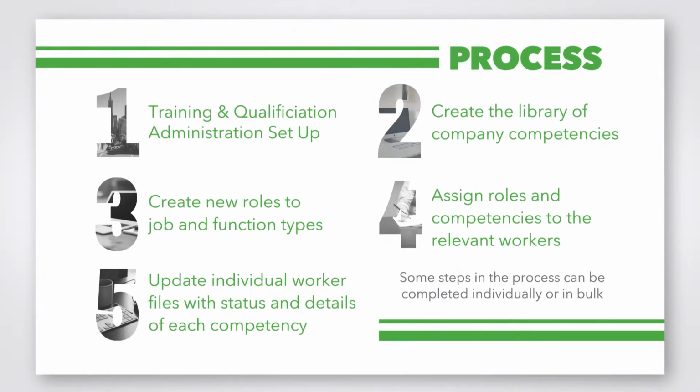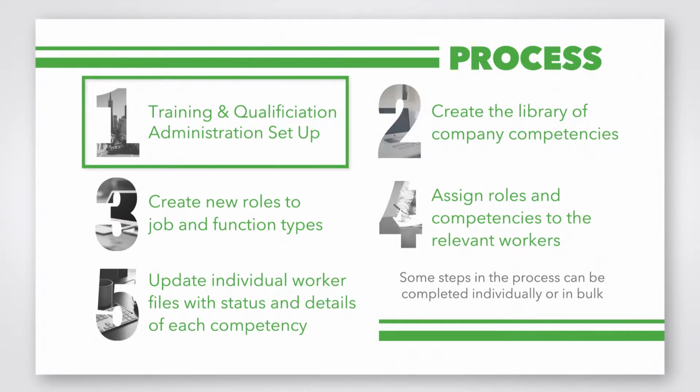Setting up the Training and Qualification feature is simple and straightforward, involving 5 easy steps. First step, Training and Qualification Administration Setup. The HR department or the relevant manager will need to set up the Training and Qualification feature via the administration area within your enableHR application. You will need to ensure that the relevant user has the correct access control, roles, and permissions.